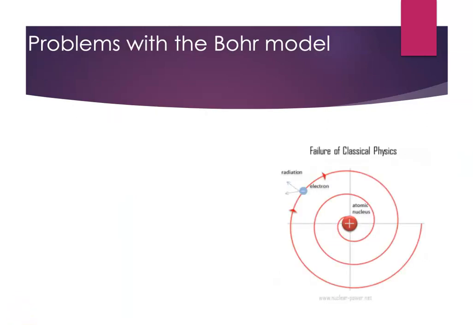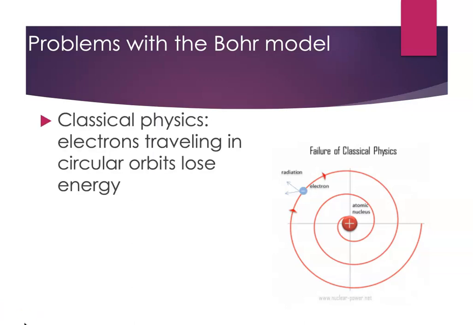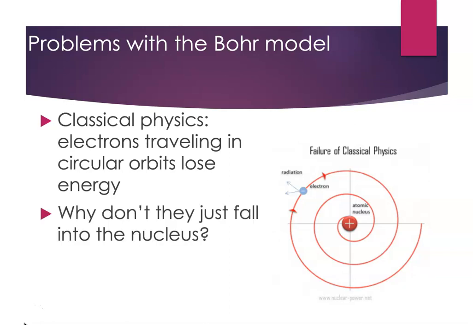The Bohr model is really good for explaining these emission spectra. It does a really nice job with that, but there are some very real problems with this model. One is that classical physics tells us that electrons traveling in circular orbits lose energy. They radiate electromagnetic radiation, and then they would be losing energy. Why aren't they collapsing into the nucleus? Bohr was not able to say why he thought the electrons were only allowed to have specific orbits and why they weren't just falling into the nucleus.